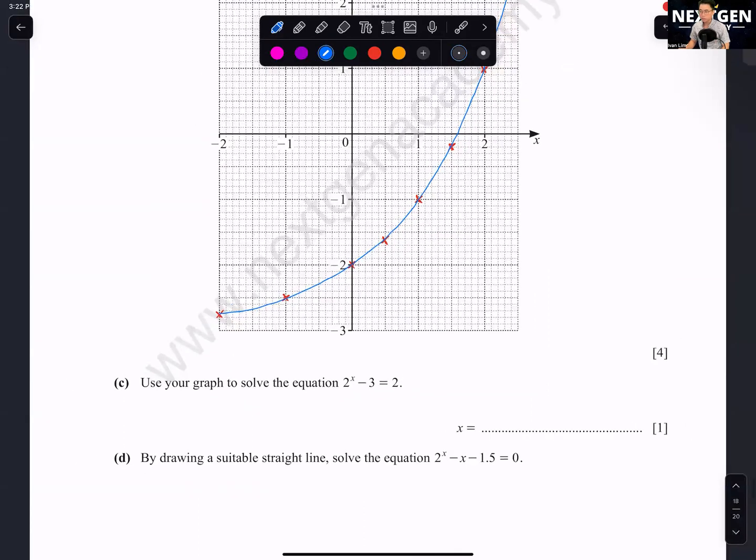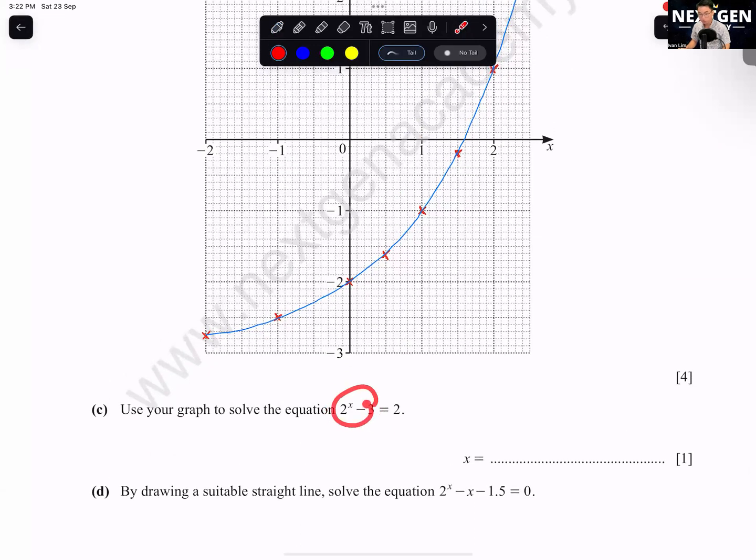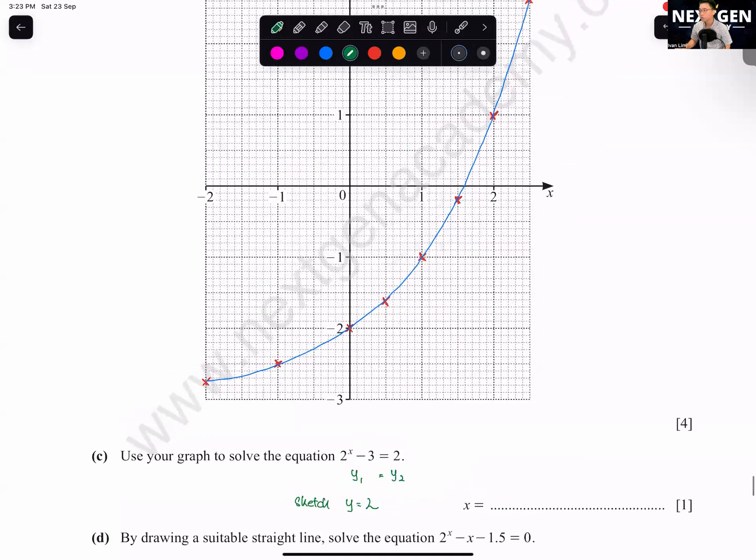How to do this? Okay, what is the equation first? So you have to make the left-hand side equals to the equation of the graph first, right? So you check first. This is the graph that was drawn, right? So what you need to draw? This is y1 equals to y2. So you just draw, you want to sketch y equals to 2. Okay, why is y equals to 2?